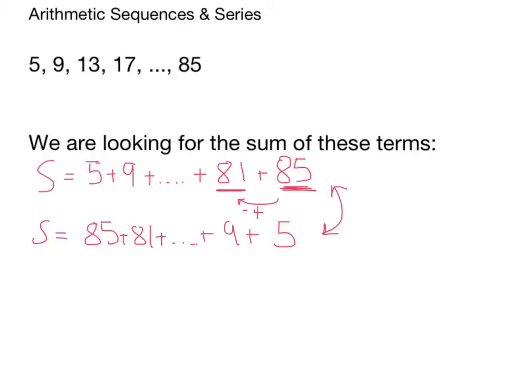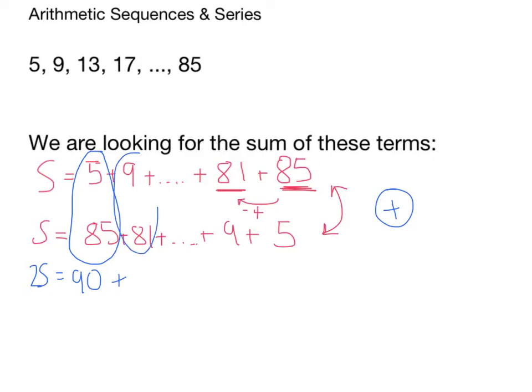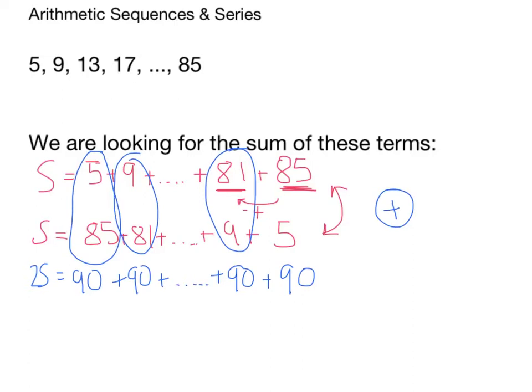Now we want to think about adding these together. If we do 85 plus 5, we're going to get 90, and 81 plus 9 is 90. If we go further up here, 81 plus 9 is 90, and here we have 85 plus 5, which is 90. And believe it or not, this is not a coincidence.